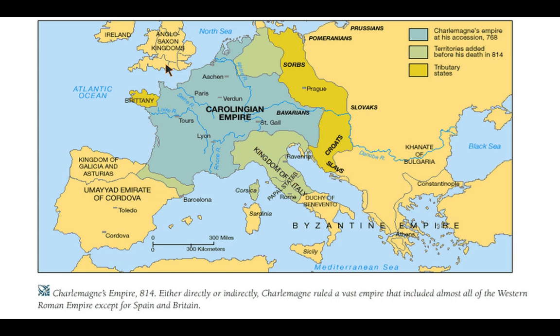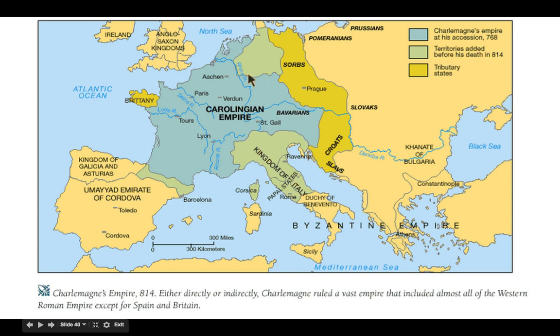So this is what we're looking at here. This whole entire territory, if you look at the blue in the key, was Charlemagne's empire. So this is the part that Charlemagne had united. And then the green were territories that he added before he died. So the green became part of his territory too.